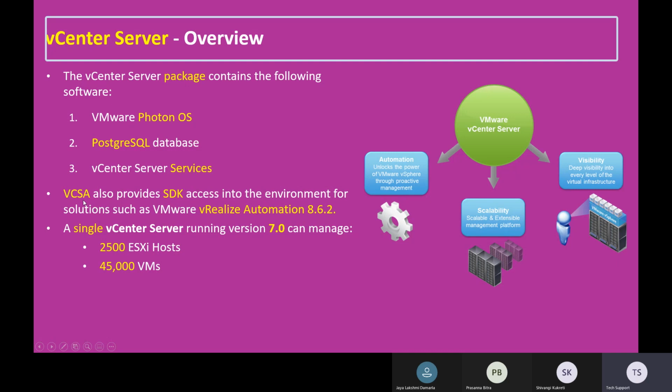VCSA also provides SDK access. SDK means software development kit access to the environment for solutions such as VMware vRealize Automation. This is one of the key VMware products. The product name is vRealize Automation. vRealize Automation, the name itself says automation.